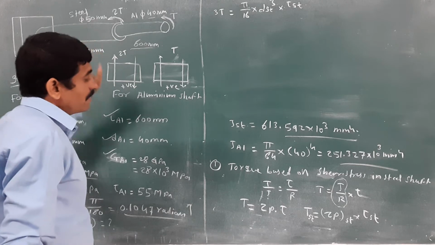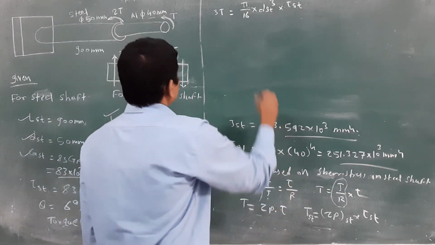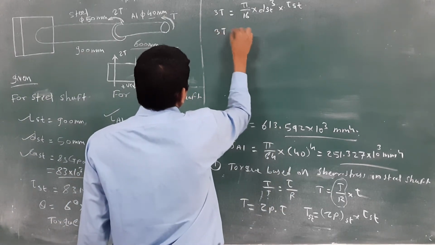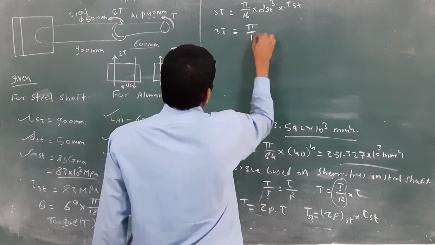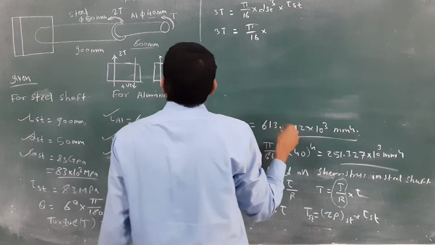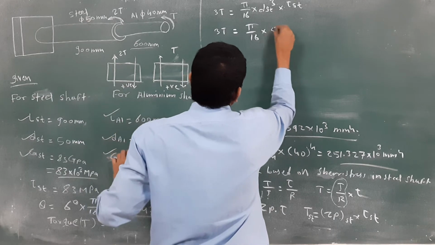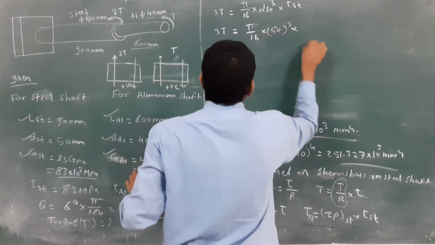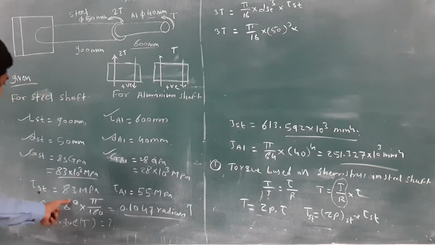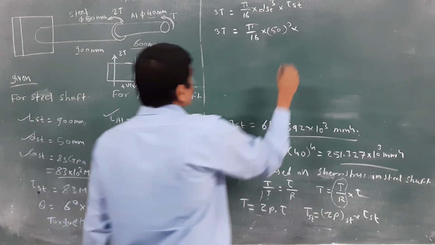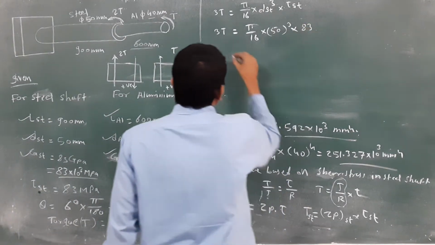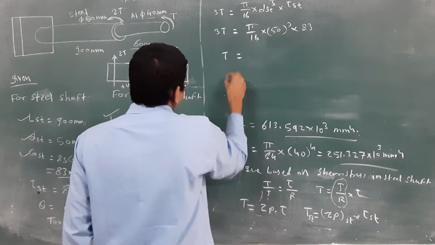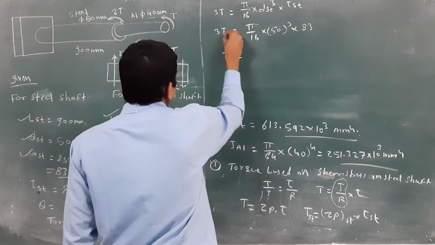Check that 50 by 2 is there. You will get the same answer. Don't confuse. Okay, I will put the value pi by 16 into what is the value of DST? 50 cube is there into tau ST. Tau ST is given as 83 MPa. Okay. If you have solved this, then you will get the torque based on the steel.